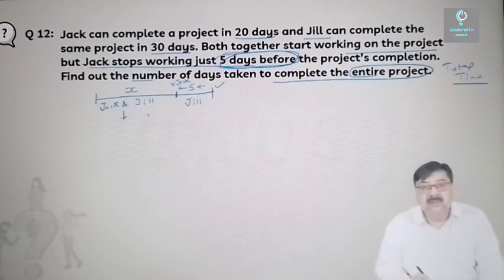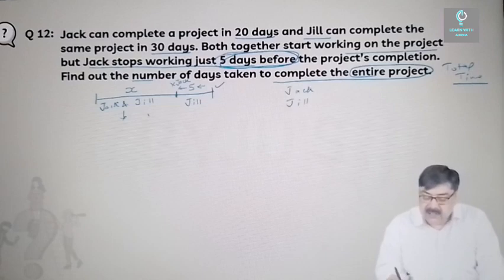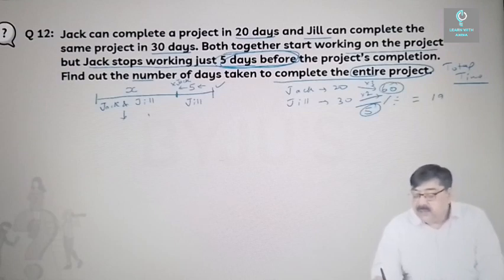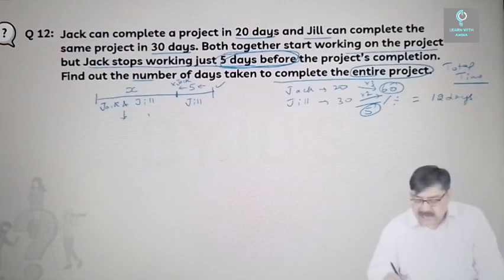All right, so let's start solving this. For that, let's take the LCM of Jack and Jill, 20 and 30: LCM 60, into 3 and into 2, so 5 units. So 60 divided by 5, that is 12 days. So Jack and Jill together could have completed the entire project in just 12 days.